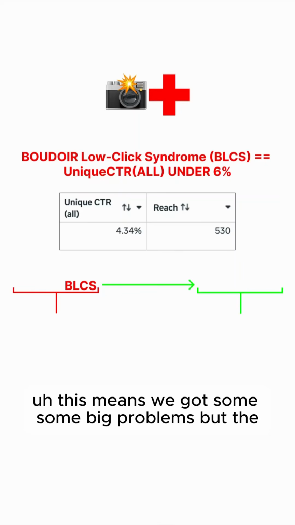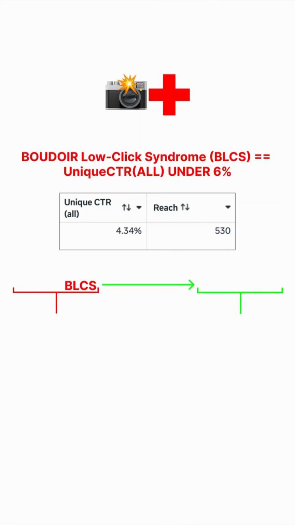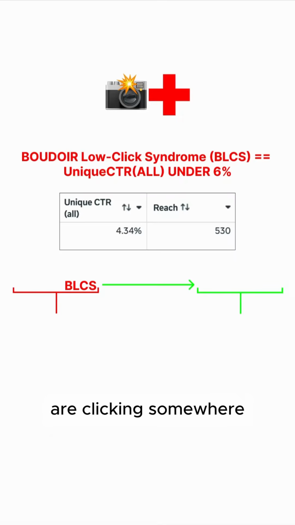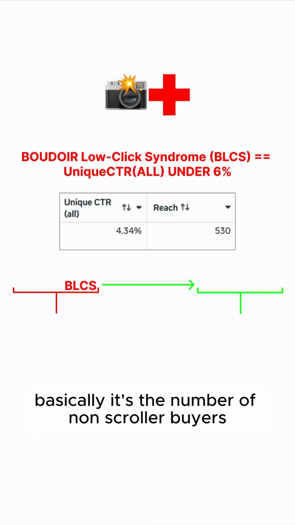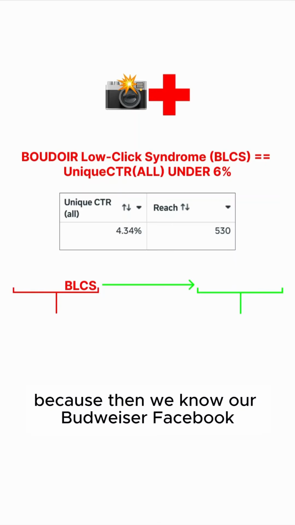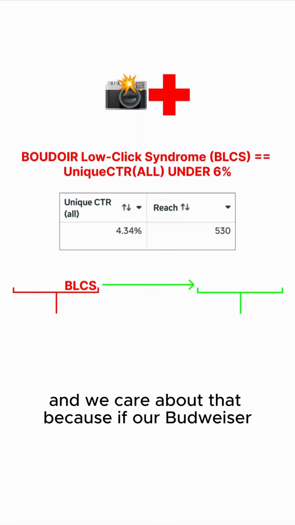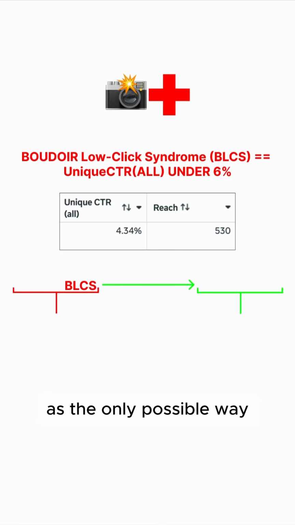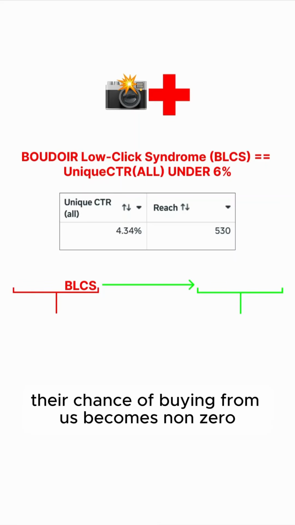But unique CTR all under 6% means fewer than 6 out of 100 women are clicking somewhere, anywhere on our Boudoir Facebook ad. Basically, it's the number of non-scroller buyers. And we care about if women click somewhere, anywhere on our Boudoir Facebook ad because then we know our Boudoir Facebook ad has entered their brain. And we care about that because if our Boudoir Facebook ad has entered their brain, that is the only possible way their chance of buying from us becomes non-zero.